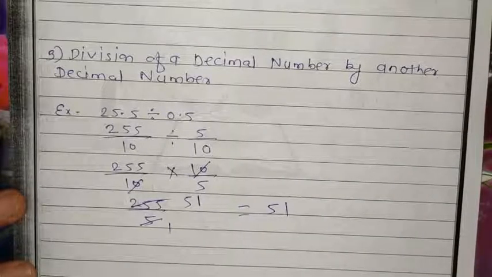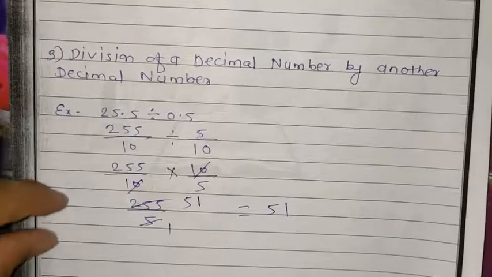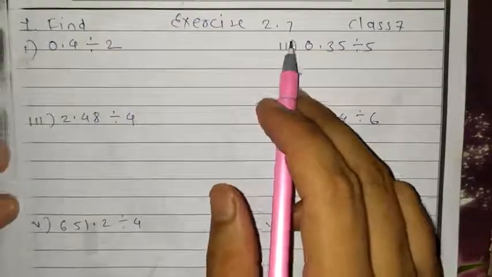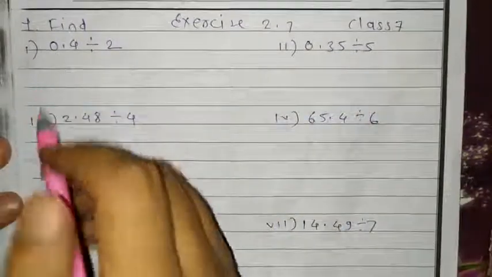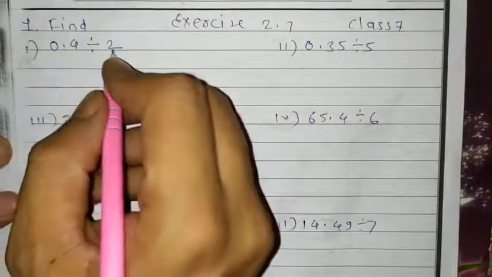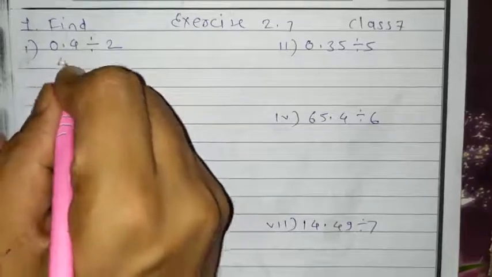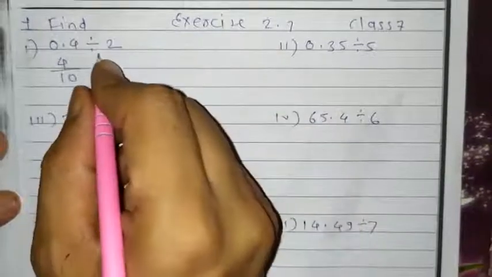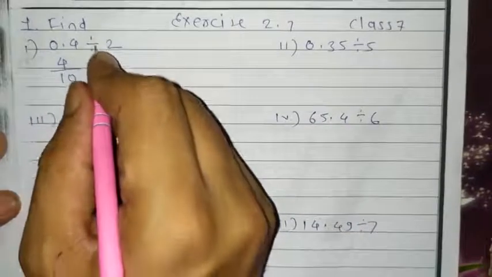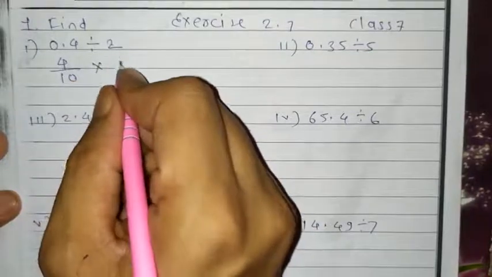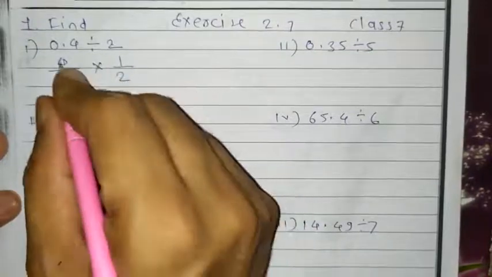So in this way you can use this concept in the exercise part. Now we will go to the actual exercise. Here in exercise 2.7 of class 7, question number 1. The first question is 0.4 divided by 2. It is written as 4 upon 10. Why is it 4 upon 10? Because after the point there is one number. While solving this, I told in the introduction, division you have to convert into multiplication, and this number will be its reciprocal.